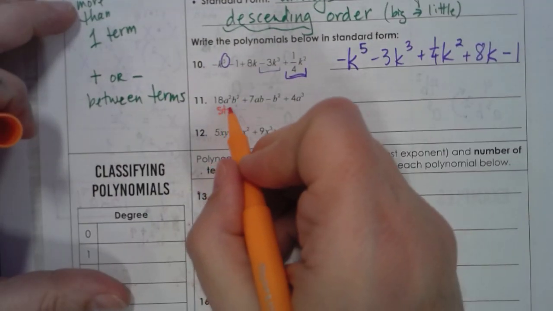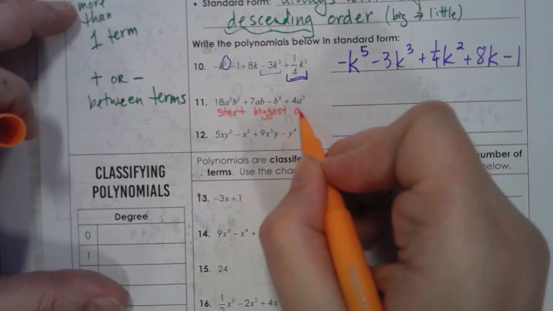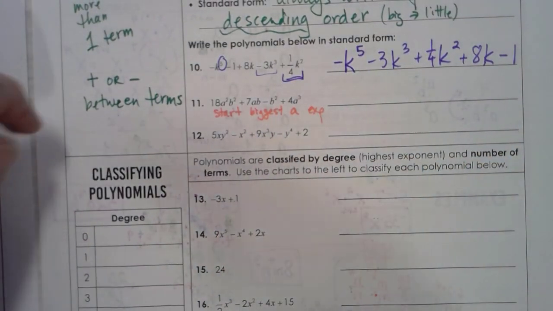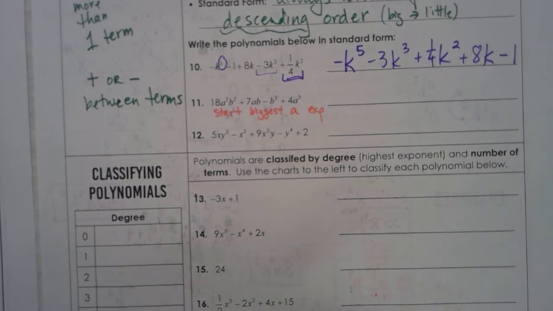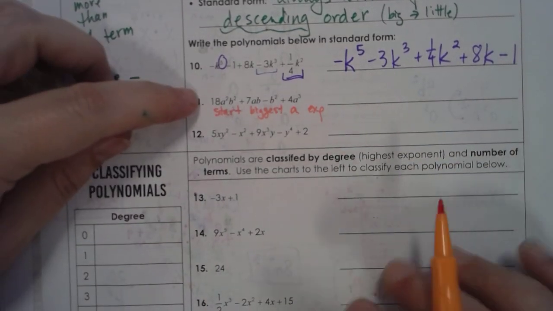Okay? So we're going to start with the biggest A exponent, and we're going to work our way down through all the A's, and then we're going to work our way back through the B's, okay? And usually it'll go down through the A's and then back up through the B's. Doesn't always really work out that way, okay?